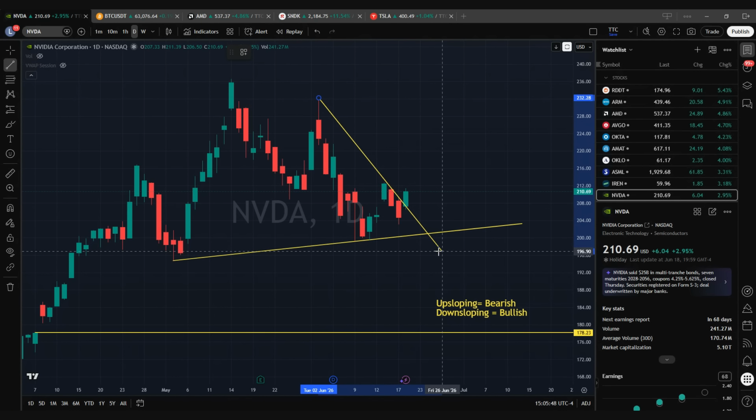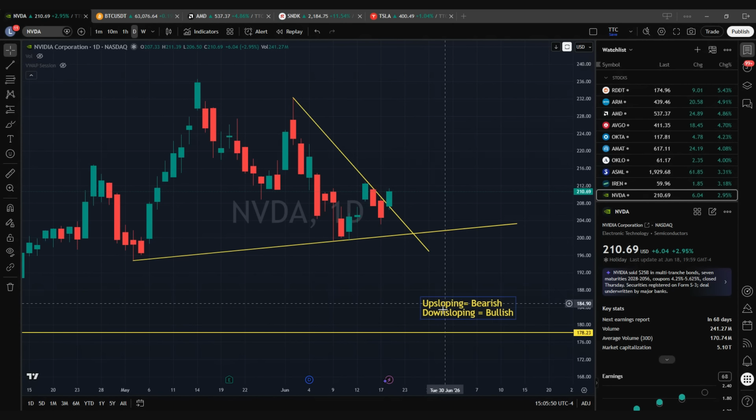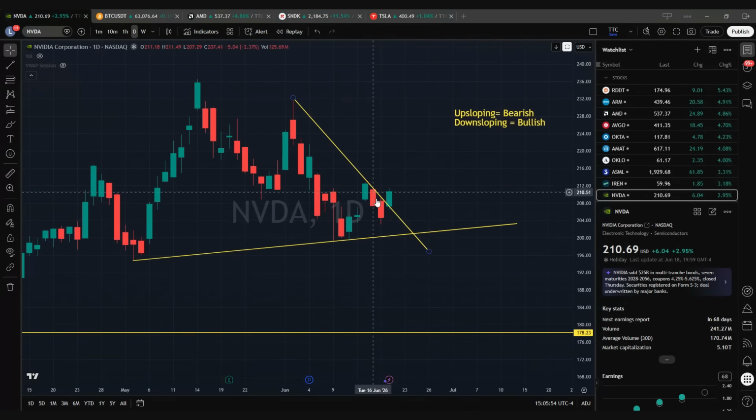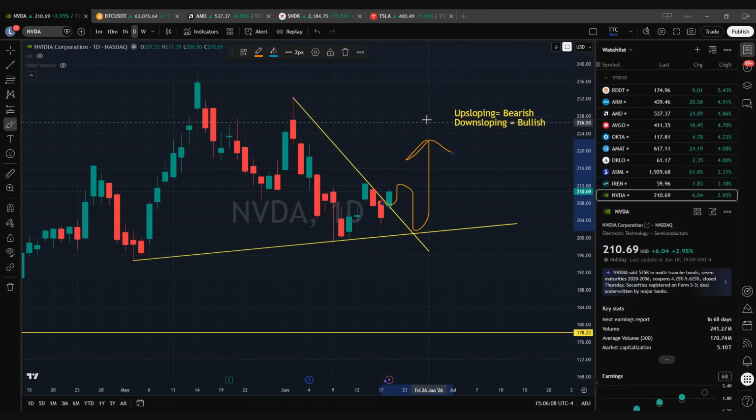The secondary trend line I want to address, it's not going to be a level for me, but something to note. What do we know from here again? Downsloping trend line breaks are bullish. So let's say we don't get filled on this nice breakdown. Well, what we could be seeing on Nvidia is a push up, maybe a retrace, and then a move higher. But only time will tell.